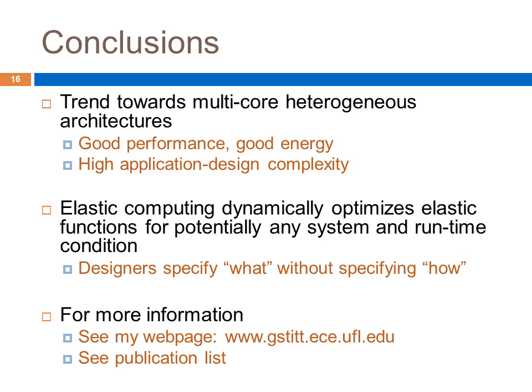So just to summarize, there's been this trend towards multi-core heterogeneous architectures, which achieve very good performance and very good energy efficiency, but are very difficult to program. Elastic computing's goal is to address this problem so that mainstream designers can take full advantage of these performance benefits. It does so by providing an optimization framework that dynamically optimizes functions or specialized elastic functions from a function library for potentially any system. It essentially allows a designer to specify what they want their application to do without specifying the low-level details of how.